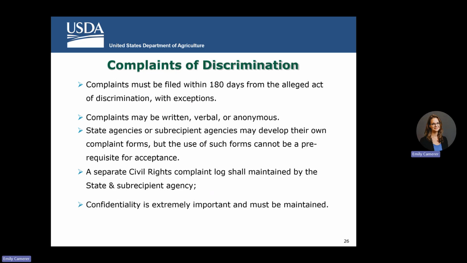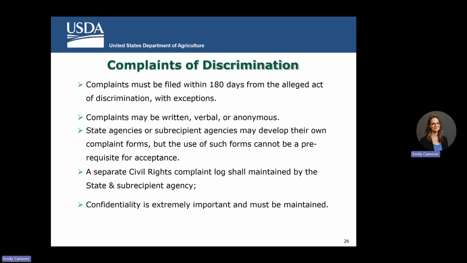Complaints of discrimination must be filed within 180 days from an alleged act of discrimination, with exceptions, to the USDA. It is crucial that applicants and participants file their complaints within 180 days in order to activate the timely review and actions for the complaints. While developing complaint forms is optional, it is important to note that the use of such forms cannot be a prerequisite for accepting a complaint. This ensures accessibility for all participants.